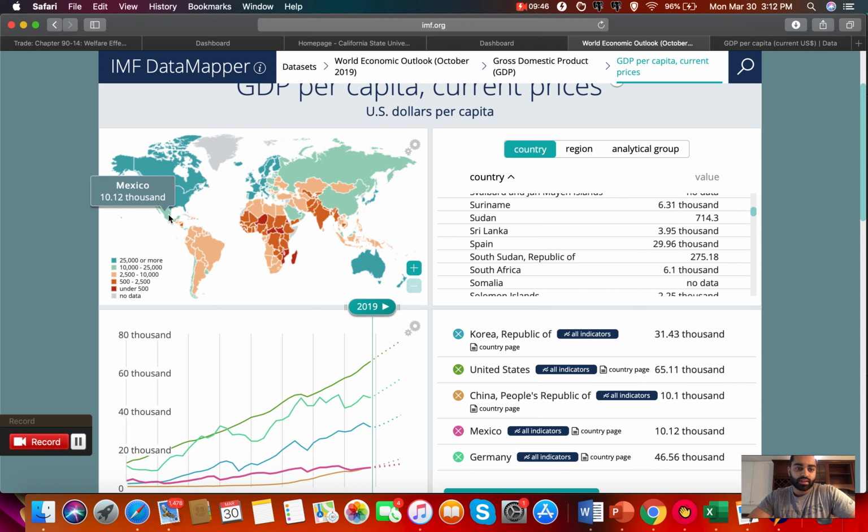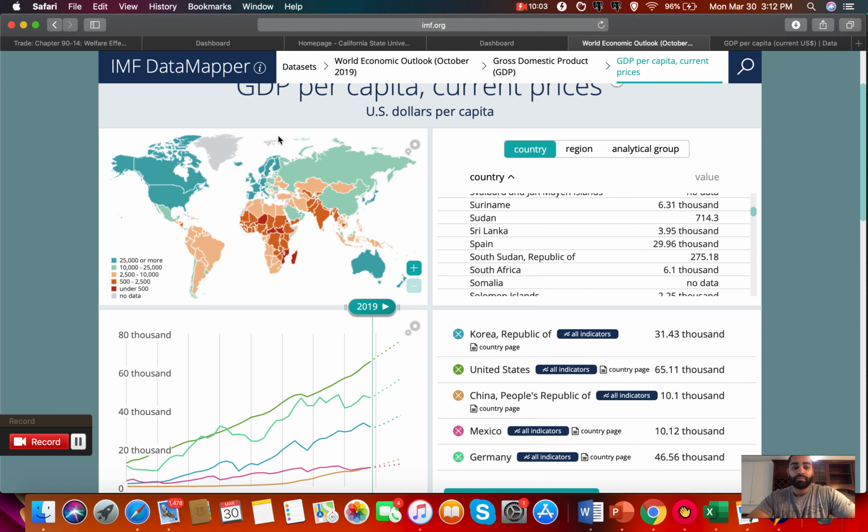Now this mint color is if your GDP per capita is from 10,000 to 25,000. These are the middle income countries. So we have Mexico, Russia, China, Saudi Arabia, Poland, and Romania.